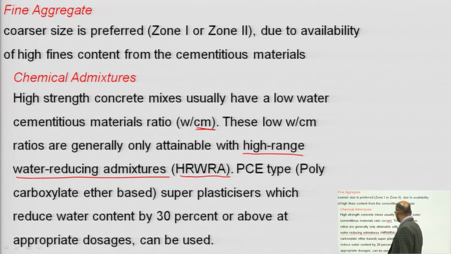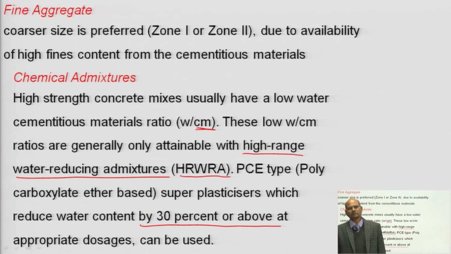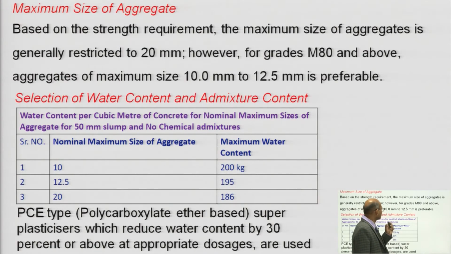Superplasticizers reduce water content by at least 30% or above. So, you have to take a guarantee from the manufacturer on how much percentage of water it is able to reduce. Different brands have different commercial names, so you have to ask. There are different ranges. The supplier will tell you, and then you have to go for a trial to understand these things.